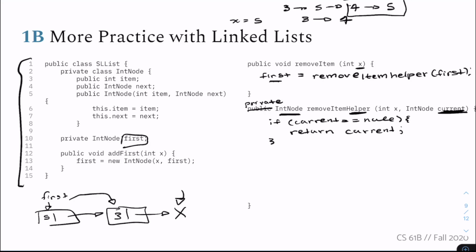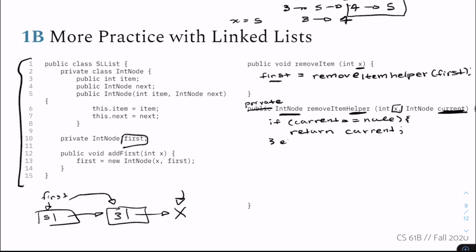Great, so that's out of the way. That's our base case. Once we've hit the end of the list, we just return null and it's over. So now there's two cases we have to think about, right? The first case is, what if the current node that you're on does have a value of x?